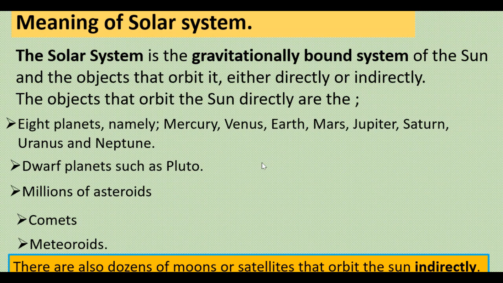There are dozens of moons or satellites that orbit the sun indirectly. The moons and satellites orbit the planets as the planets orbit the sun.